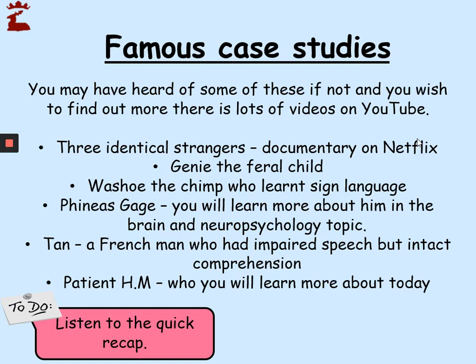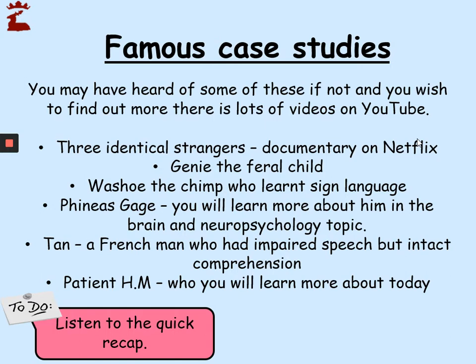The next one is Genie, and Genie, this isn't her real name, it is a made-up name, and she is known as the feral child because she was kept in a cage in a bedroom at her parents' house. Her father was quite controlling and her mother was blind, so as a result she kind of tolerated the father's behaviour because she was quite vulnerable herself. If you go onto YouTube and search Genie, there is a lot of information out there.